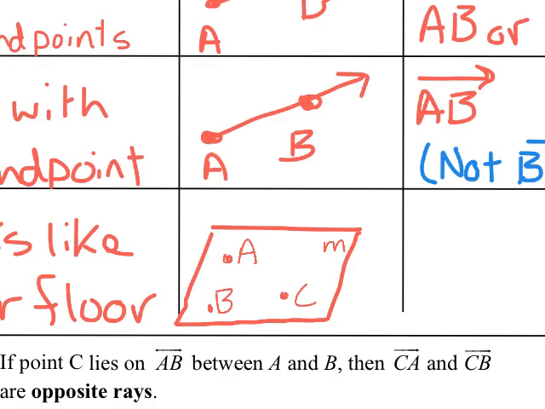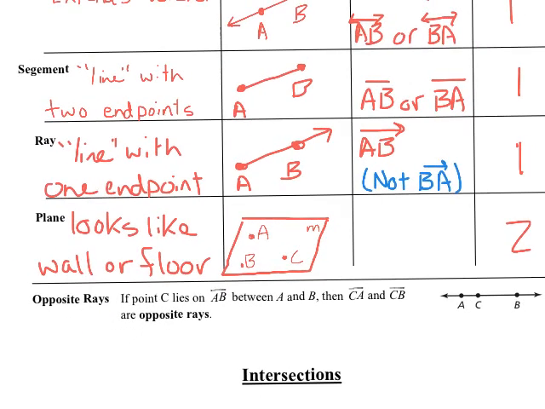So then a couple different ways we can name this. We can either call it plane M, or we can call it plane ABC.